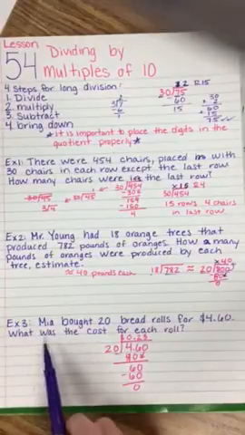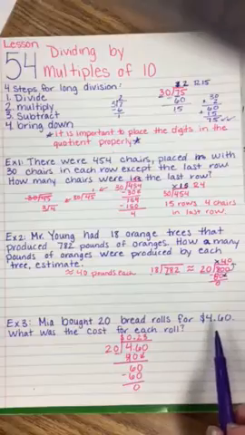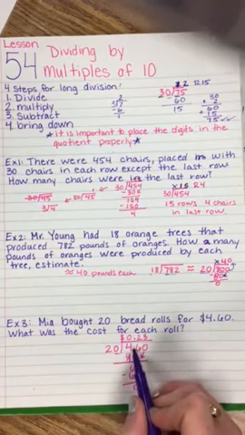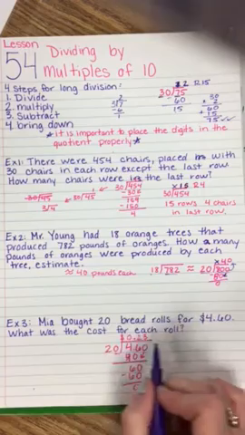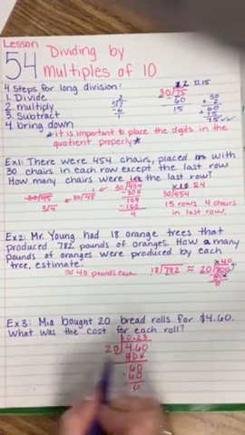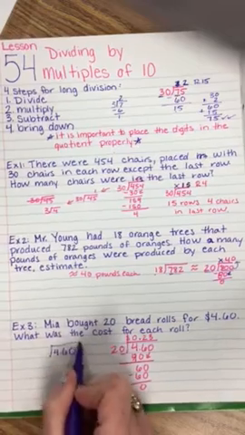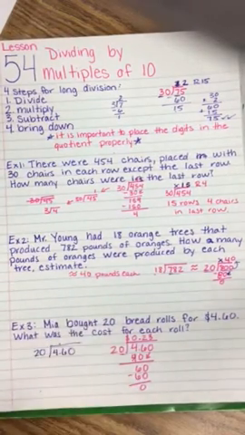Example 3. Mia bought 20 bread rolls for $4.60. What was the cost of each roll? When you're dividing money by a whole number, you have to place the decimal point right above the decimal place. That's the first thing you do. Okay, I'm going to do this one with you again because I already had done it, but I'm going to do it with you again so you can see it. Okay, $4.60 divided by 20. The first thing you do is place that decimal point there.